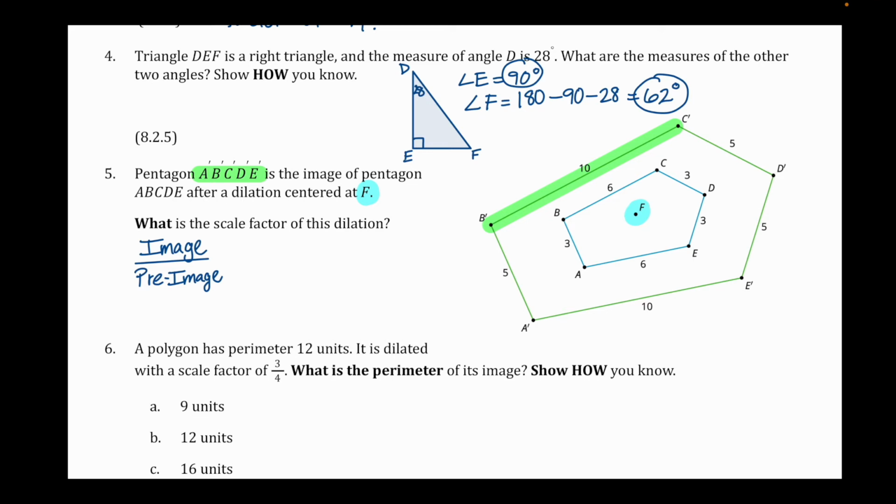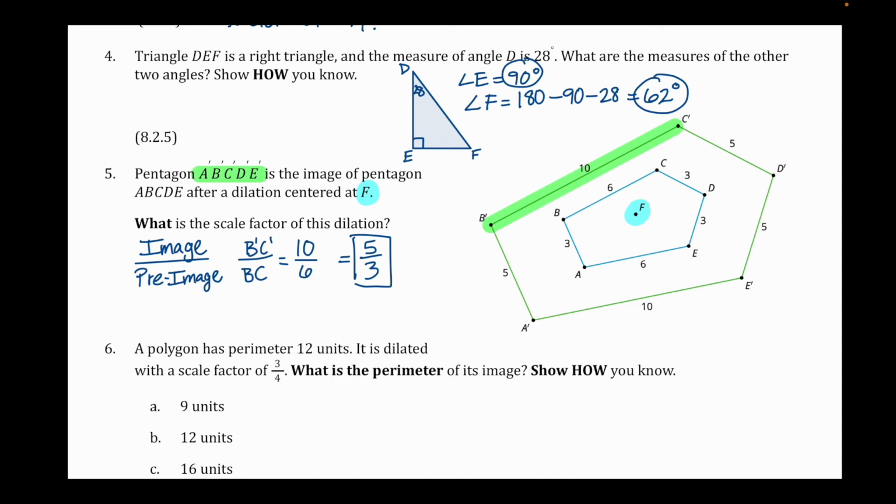So the image here, I'll just use the segment that I highlighted. The image here has a length on that segment of B prime C prime of 10. So I'll actually write B prime C prime. And I'm going to divide this by BC, which is going to be my pre-image length. And the pre-image length here is 6. So 10 over 6, and I'm going to reduce this. This would become 5 over 3. And this is the scale factor of my dilation.